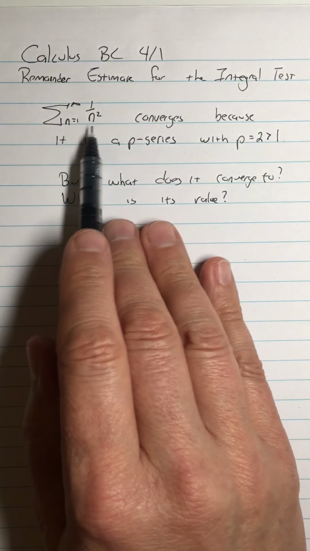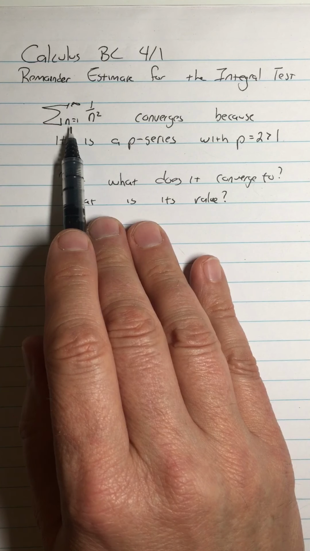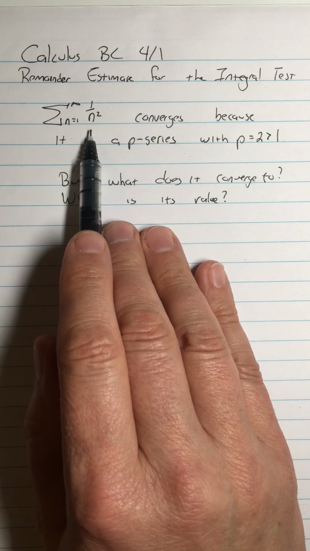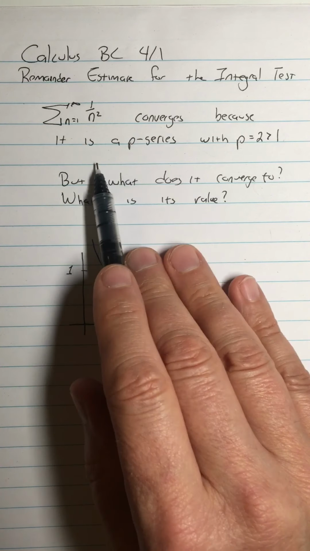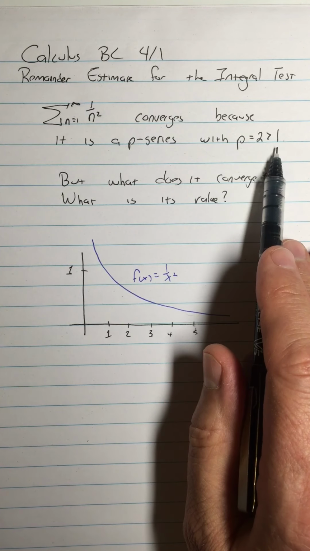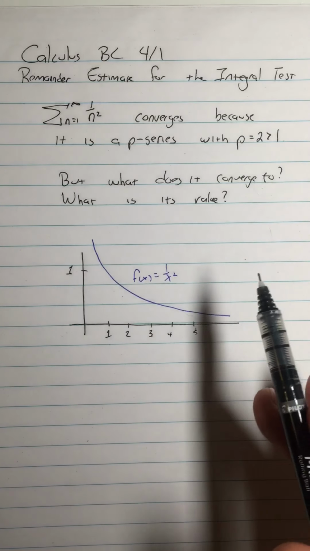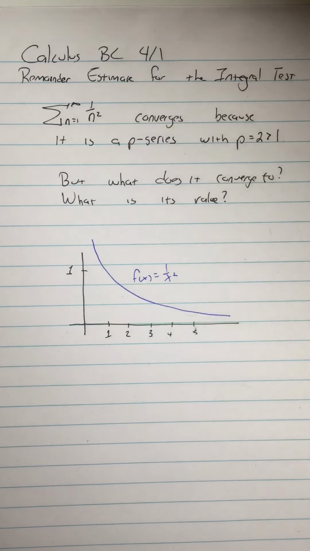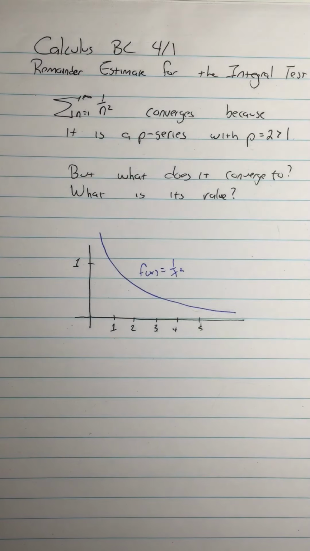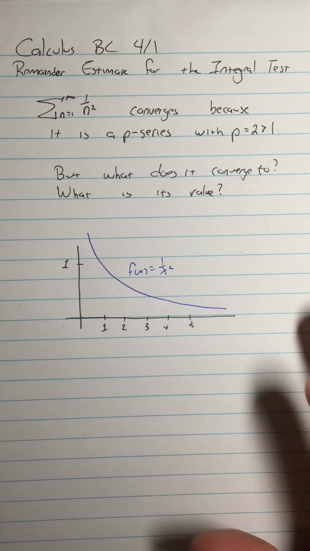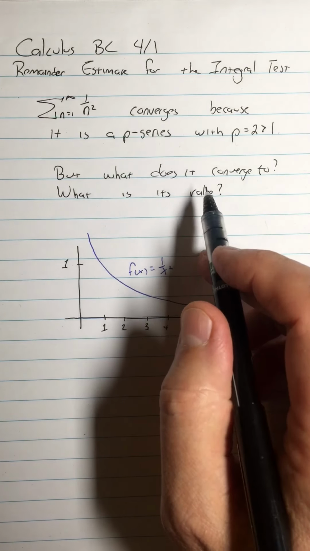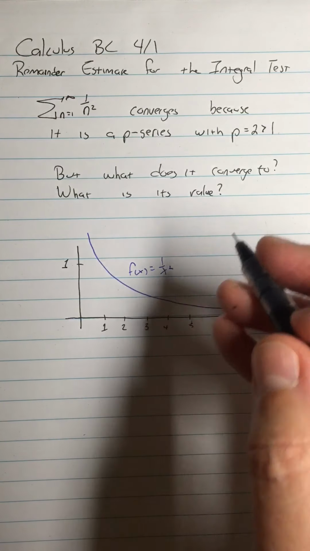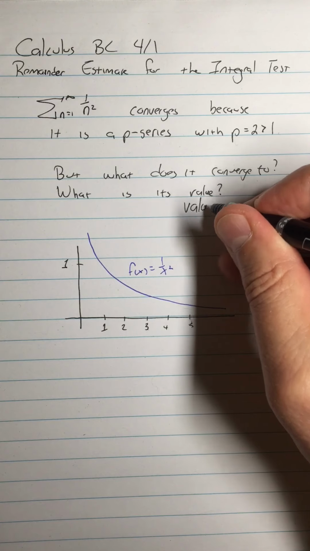So we're going to come back to our favorite series here, the sum from n equals 1 to infinity of 1 over n squared. That series, we know it converges because it's a p series with p equals 2, which is greater than 1. All right, so that's one thing you can say about it. You don't even have to do any work. If I had the sum from n equals 1 to infinity of 1 over n cubed, I would say that's a p series, and it converges because p is greater than 1. It's going to converge. All right, but what does it converge to? What is the value of that sum?